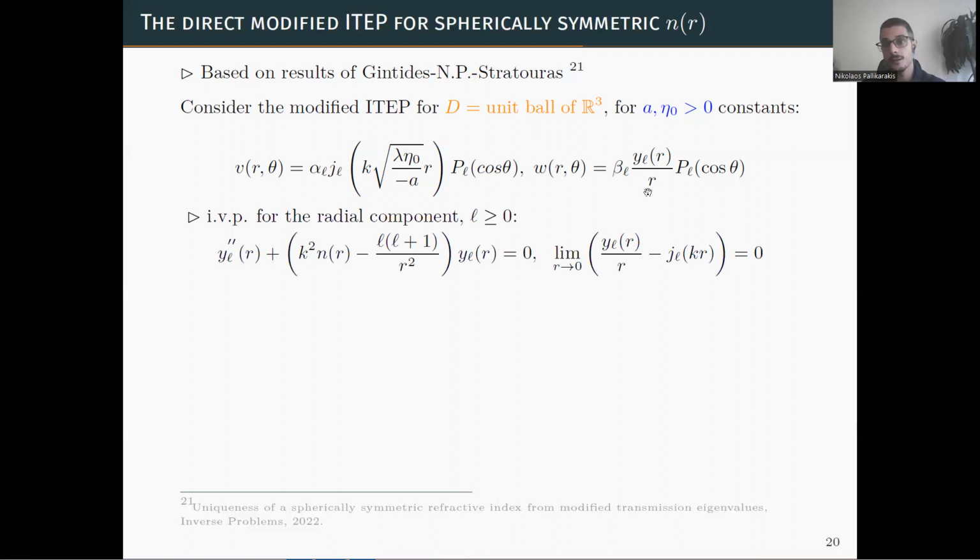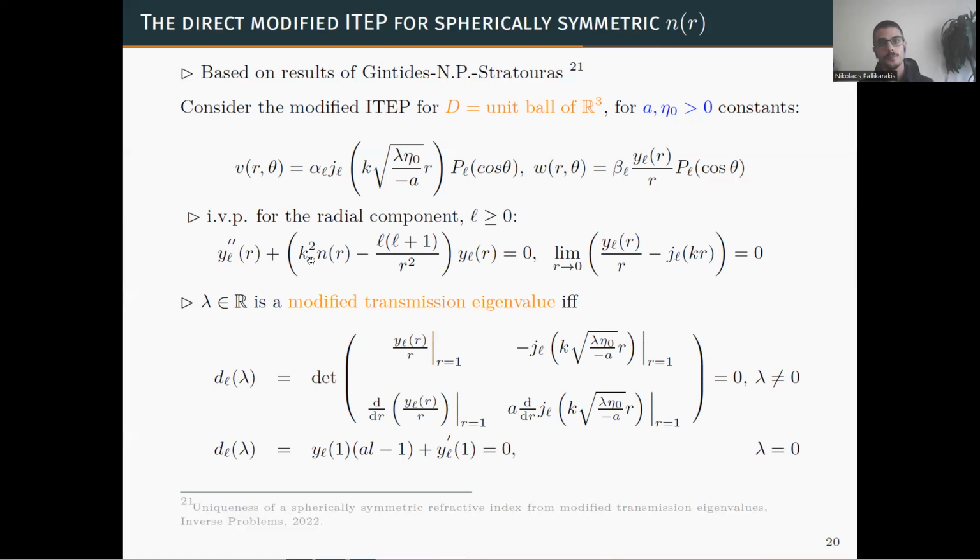And again, the radial part satisfies the same differential equation with the same initial condition. And using again the modified boundary transmission conditions, we concluded that our lambdas, being real valued, are modified transmission eigenvalues if and only if they are roots of this determinant. And this determinant is derived through the boundary conditions, but only in the case where lambda is not zero.